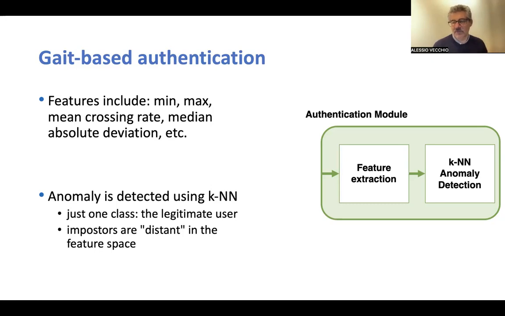The feature vector is provided as input to the anomaly detector that is based on a k-nearest neighbor algorithm, okay? This anomaly detection system is a one-class system. It has a model of the legitimate user, okay? And then the possible impostors are recognized as distant points in the feature space.